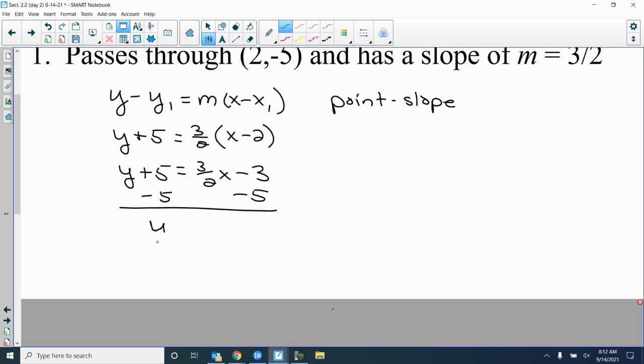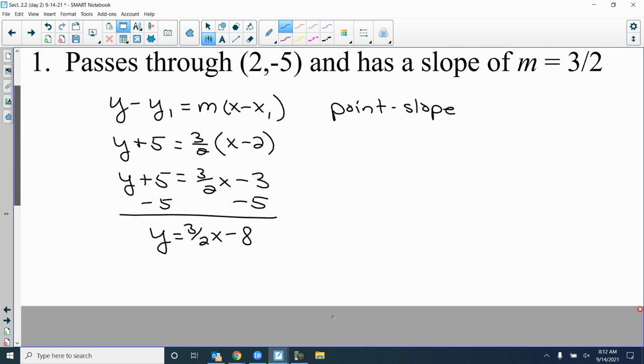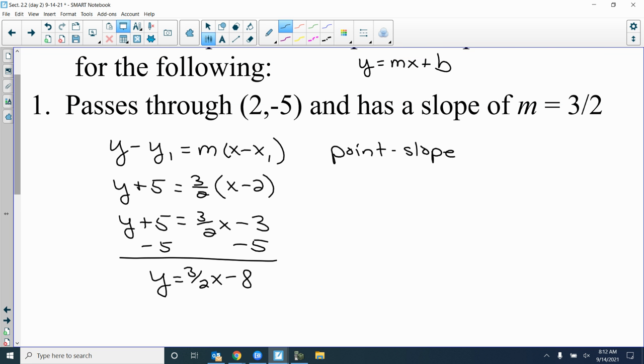Subtract 5. Y equals 3/2 x minus 8. So there's your slope-intercept form. But I'm going to start all my working in point-slope form. So if I've got a point and a slope, I substitute it in, and I get the equation of the line.